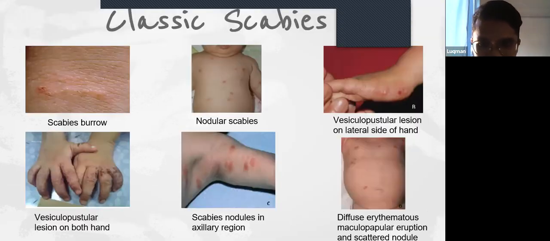As you can see, this is the image of classical scabies. The first picture shows the scabies burrow. There is a linear lesion on the skin, which indicates the burrows made by the female mites. You can see nodular scabies, a vesiculopustular lesion on the lateral side of the hand, and you can also appreciate the pruritus.